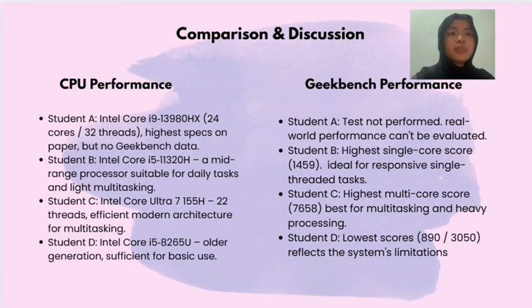For Geekbench performance, student B achieved the highest single core score, which means great responsiveness for single threaded apps, and student C the highest in multi-core performance, perfect for multitasking and parallel tasks like coding. And student D's score was the lowest, which matched her device's older specification.